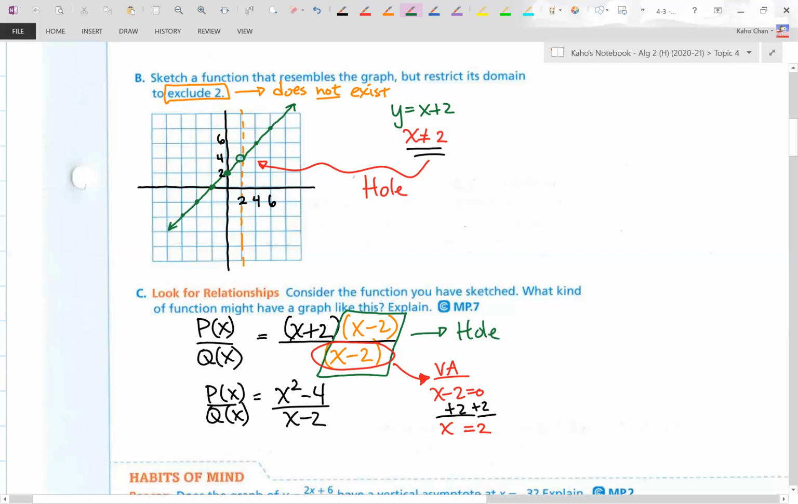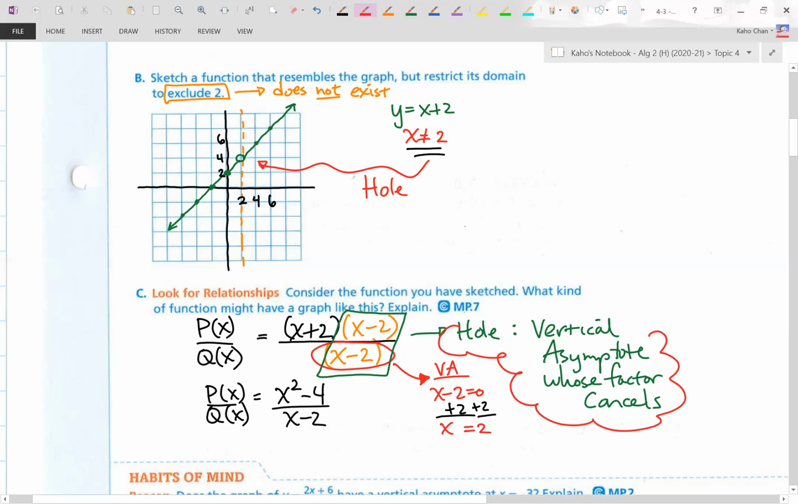So what is a hole in this case? A hole is a vertical asymptote that cancels. Whose factor cancels? And that's the key, ladies and gentlemen. See how they cancel? When you cancel a vertical asymptote with the numerator, it becomes a hole in the graph. You have to consider that. Isn't that crazy? Let me show you that with Desmos.